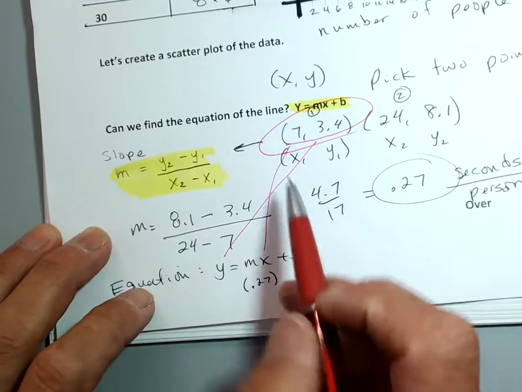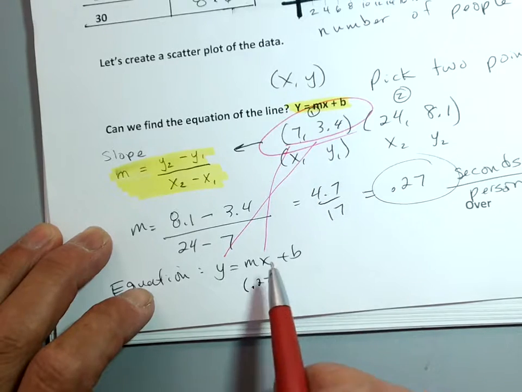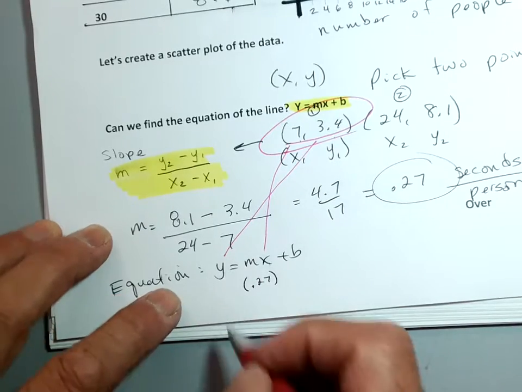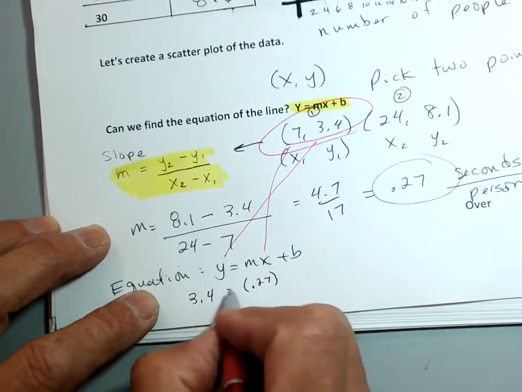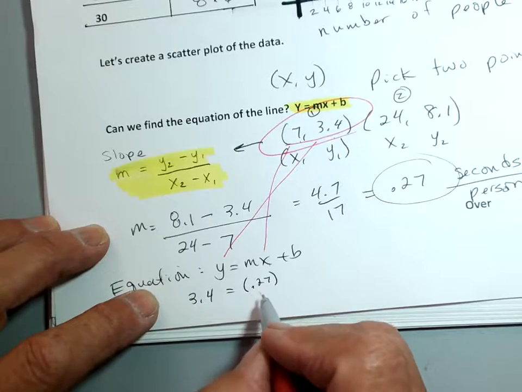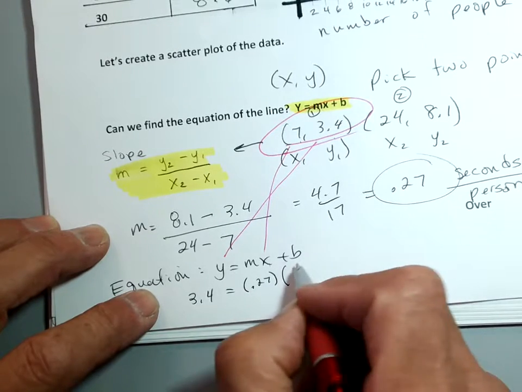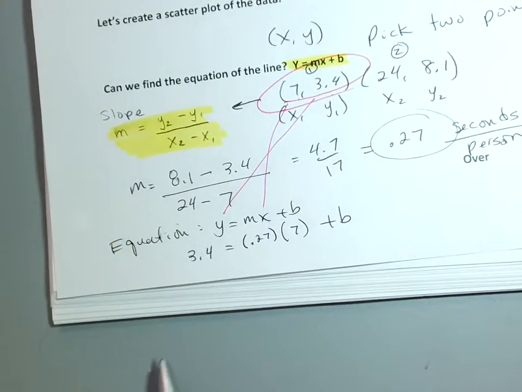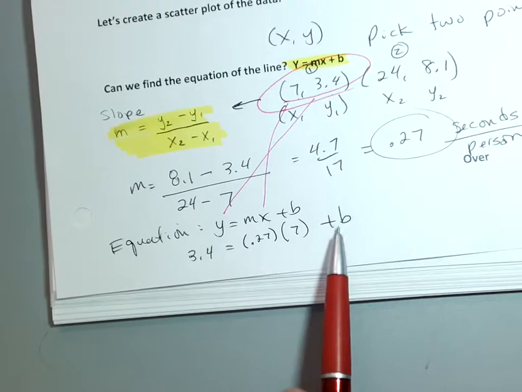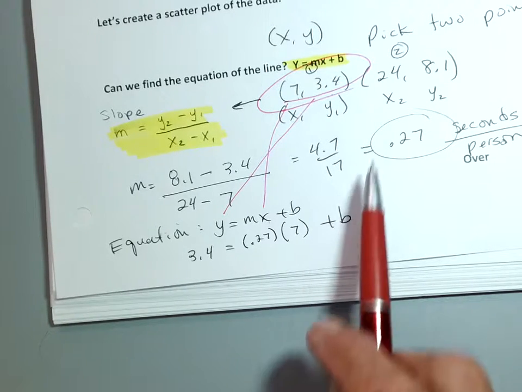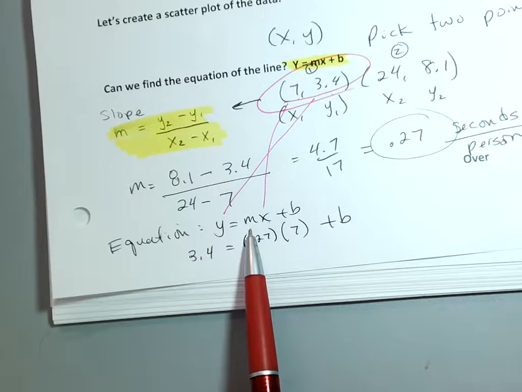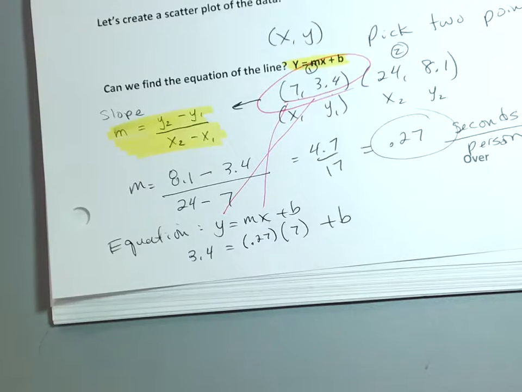So the 7 is x, 7 goes there. 3.4 is y, it goes there. So we're going to go 3.4 equals m, which I know, 0.27, times my x value, which is 7, plus b. So what did I do? I used my equation of a line, y equals mx plus b. I put my y value of my point in for y. I put my slope in, and I put my x value of my point in for x. Okay, so far so good. And then all I have to do is find out what b is.